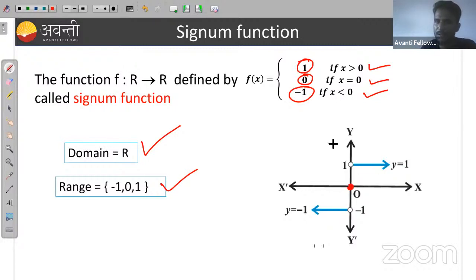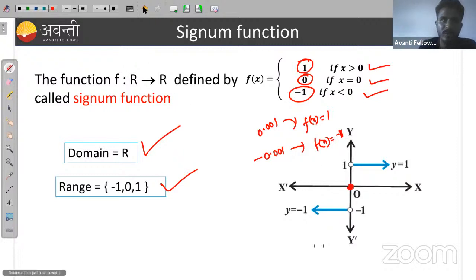Similarly, if I choose 0.001, the value of f of x will be 1. If I choose minus 0.001, then what will happen? The f of x value, for any small negative number, will be minus 1. So the graph will jump to this side. The graph will look like this.